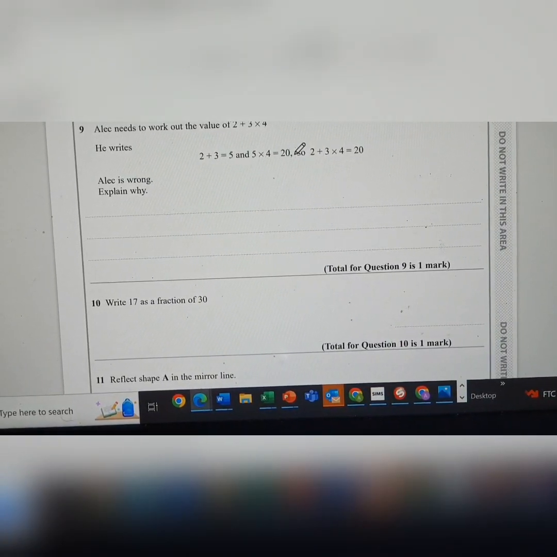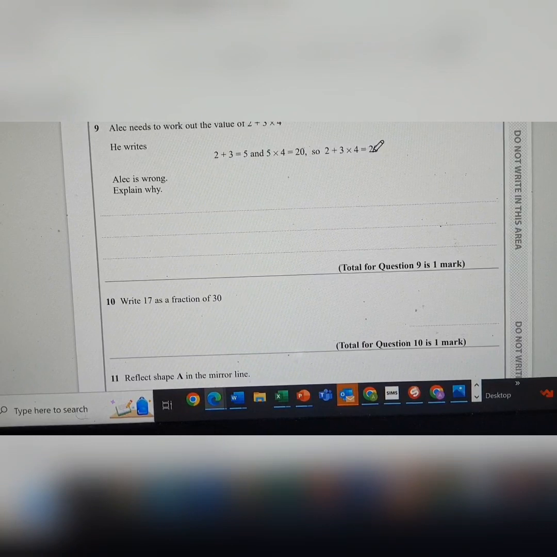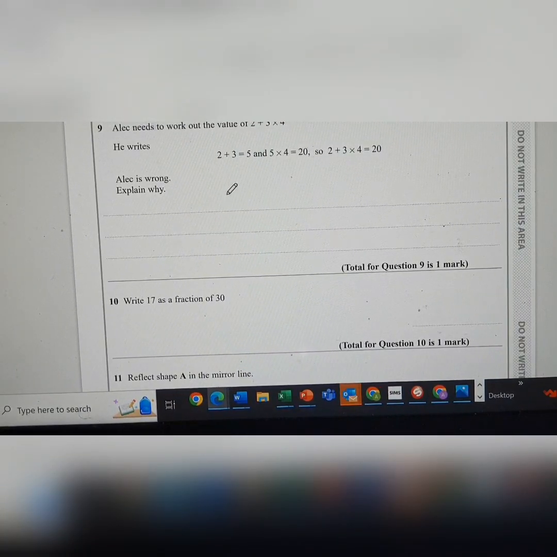Alec needs to work out the value of 2 plus 3 times 4. 2 plus 3 is equal to 5, and 5 times 4 is equal to 20. So 2 plus 3 times 4 is equal to 20. Alec is wrong, explain why.